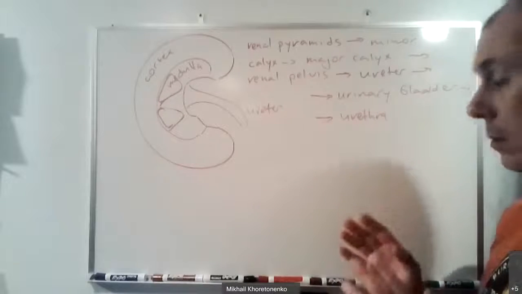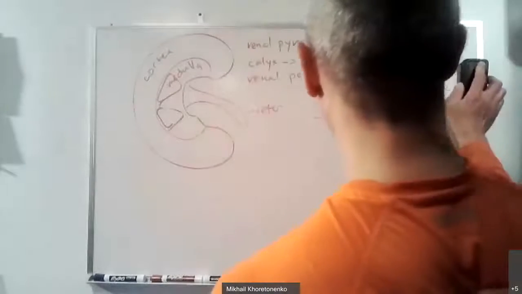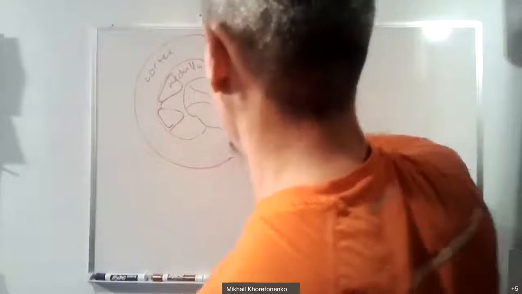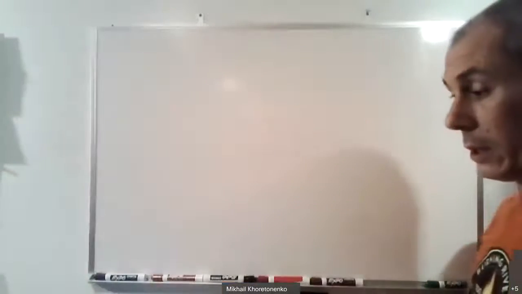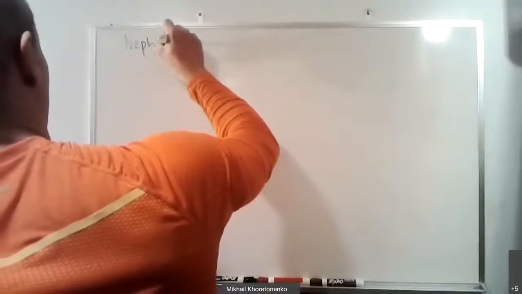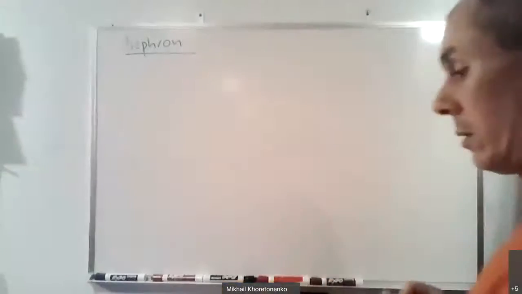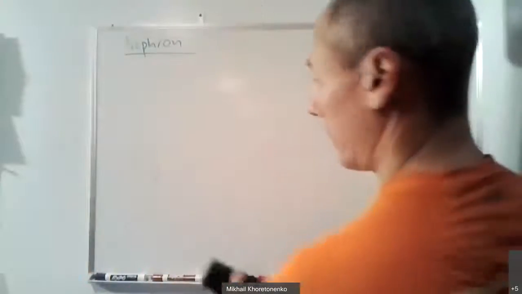Okay. Now, the main functional unit of the kidney is called a nephron. So, what is a nephron? And I will try to do kind of color coding here. So those are going to be blood vessels here.